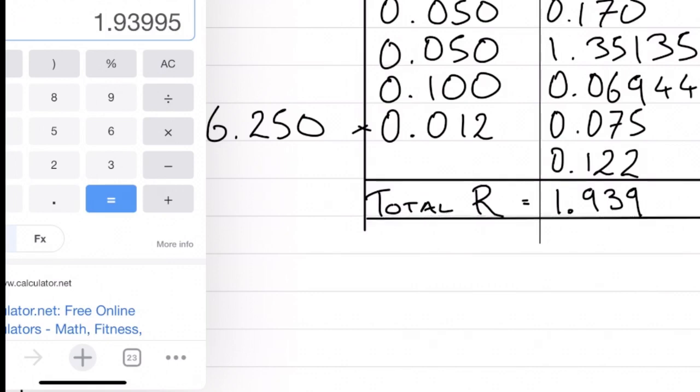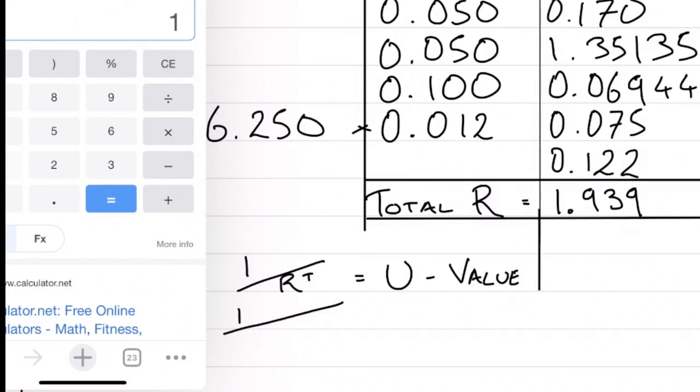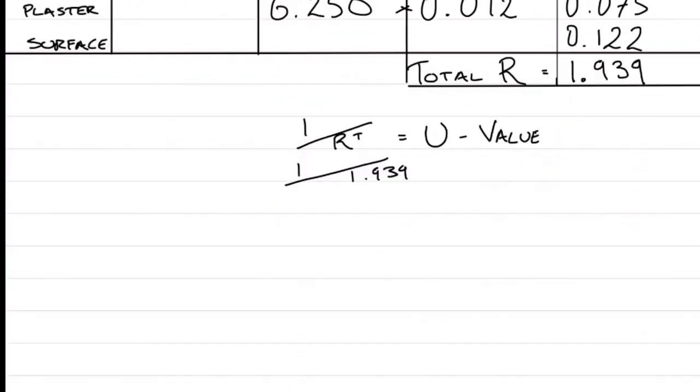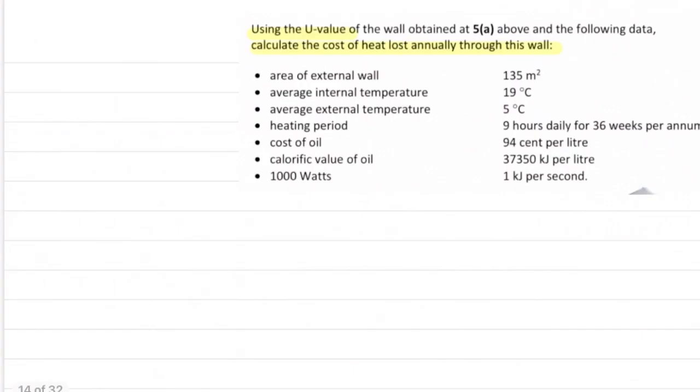So, like the earlier formula, 1 divided by the resistance total will give us the U value. So 1 divided by 1.939 will give us 0.5157. So I'm going to round that up to 0.516. So with that, we can go on to part B. Using the U value, 0.516, calculate the cost of heat lost annually through this wall.